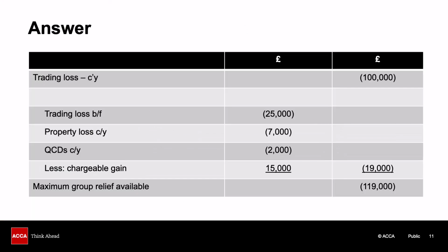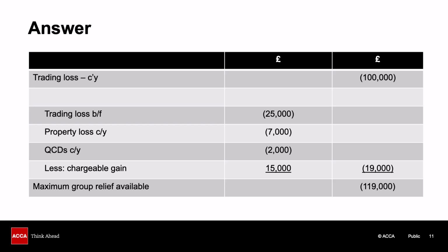This example is showing you how we work out the maximum group relief available in a situation where we've got some losses or expenses brought forward from a previous period. So we've got a trading loss brought forward of £25,000, a property loss from the current year of £7,000 and QCDs from the current year of £2,000. Now all of these amounts need to first of all be set against income that we have in the current year before being added to the amount we can group relieve. Now the company doesn't actually have to use those losses in that way, but in order to work out the maximum group relief amount we need to net the figures off against current period income.